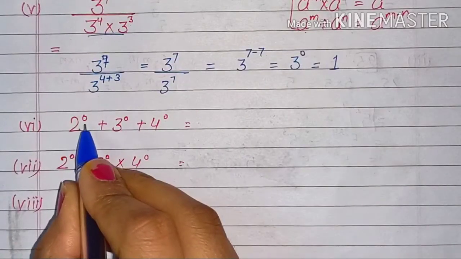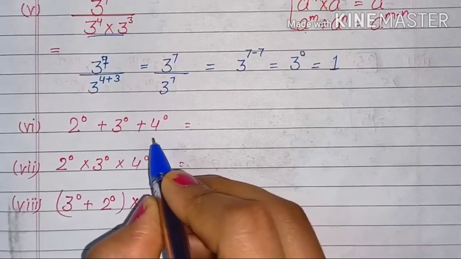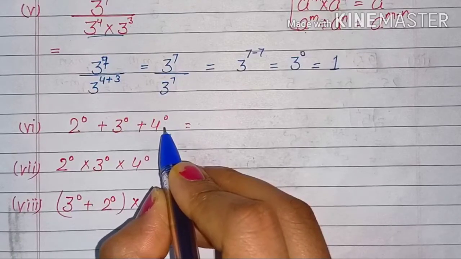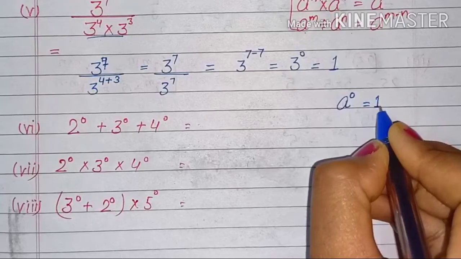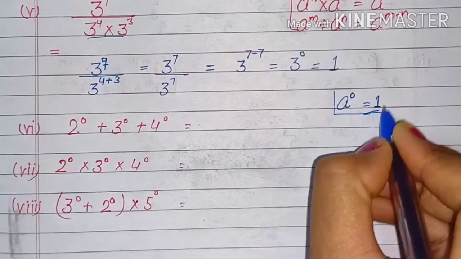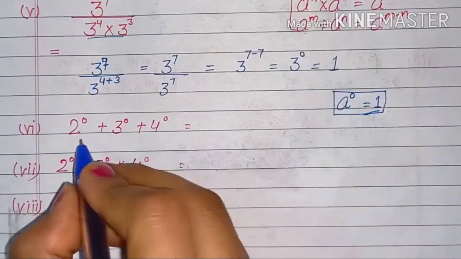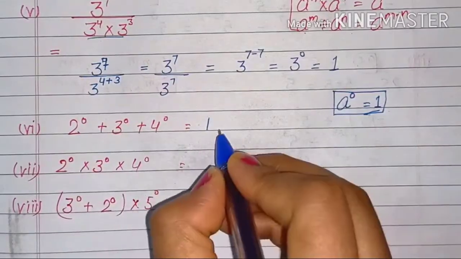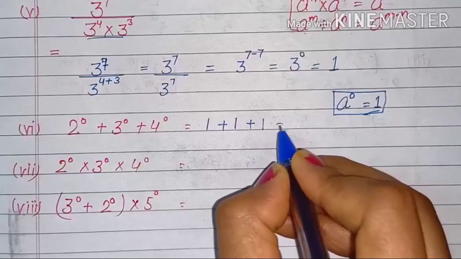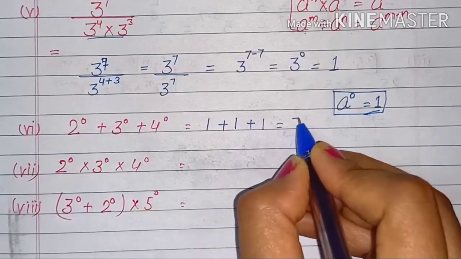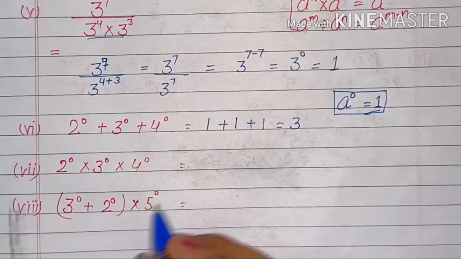In the sixth part, it is 2 raised to power 0 plus 3 raised to power 0 plus 4 raised to power 0. So we know that a raised to power 0 is always equal to 1. So 2 raised to power 0 is 1, 3 raised to power 0 is also 1, 4 raised to power 0 is also 1. So 1 plus 1 plus 1 is equal to 3.